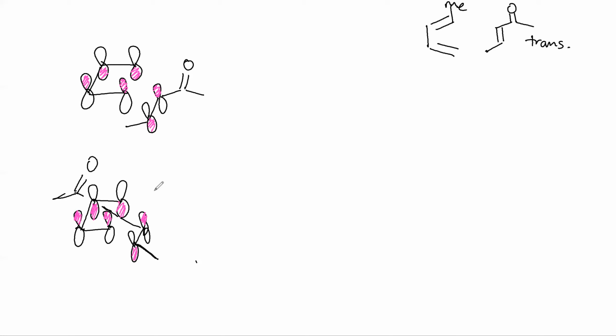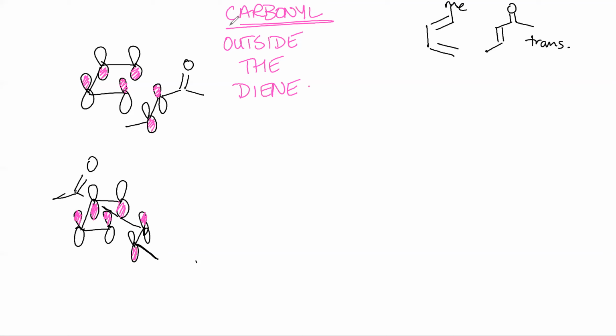One in which the carbonyl is outside the diene, and one where the carbonyl, so this is the carbonyl, that electron withdrawing group which makes the reaction faster. And the other one, the carbonyl, is underneath the diene. And these two transition states give different products.